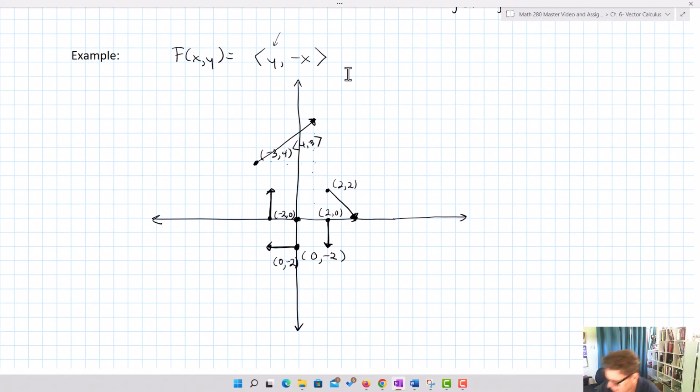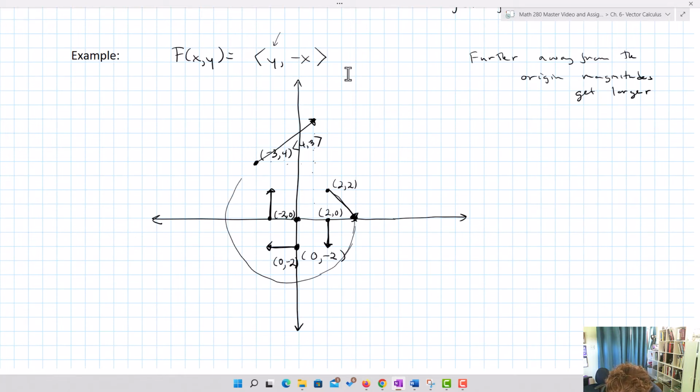Okay. And what I'm noticing now here is that, one, as I get further away from the origin, the magnitudes get larger. And unlike the last ones where everything was either going away from the origin or towards the origin, it appears that what's happening here is that I've got a set of vectors that are swirling around the origin, okay? And that's actually exactly what's happening here.